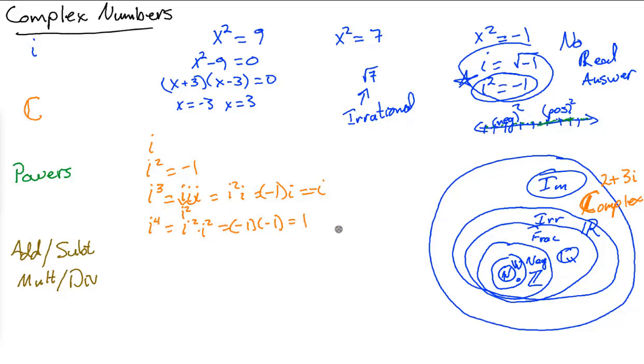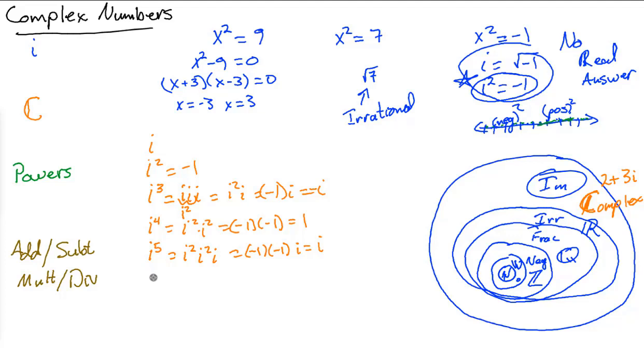I to the 4th is 1. We could keep going. Let's do I to the 5th. Now, every I squared is going to be a -1. So let's break them up into things of 2. I squared times I squared, that's 2 plus 2, that's only 4. We have an extra one there. So I to the 5th would be I squared times I, which would be -1 times -1 times I, which is I. I to the 5th is I.